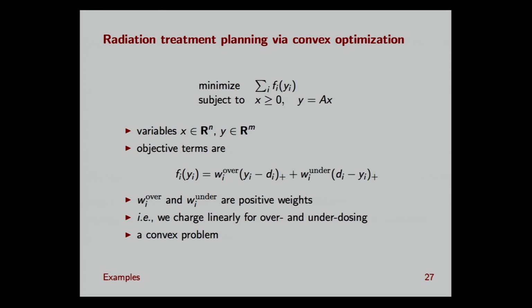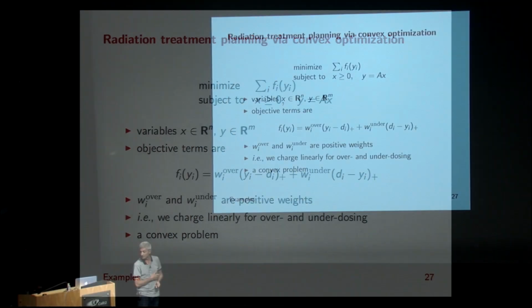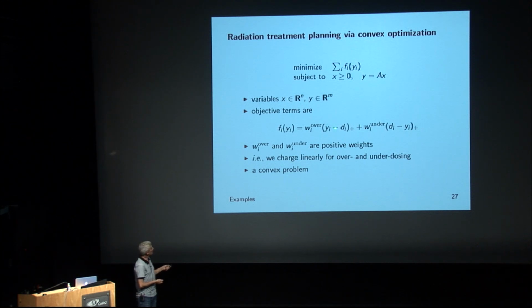If you take yi minus di, that's how much you overdosed. If that's positive, that's how much you overdosed that voxel. Okay? And then the plus part is we take that if it's positive, otherwise we take 0. And so this is literally how much you have overdosed the voxels. Hopefully for many of them it's 0 or something. And then we multiply by a positive thing which weights the badness of that.